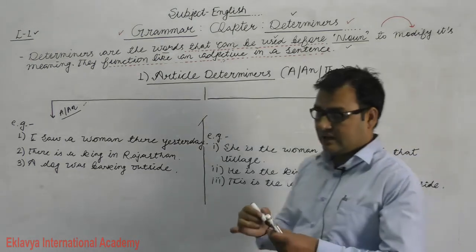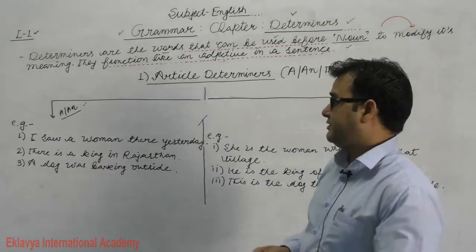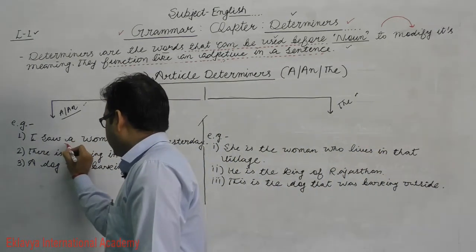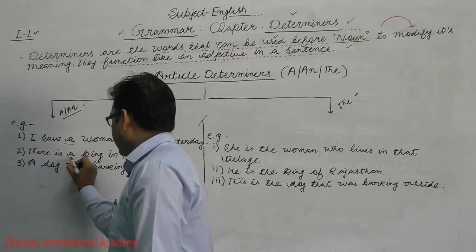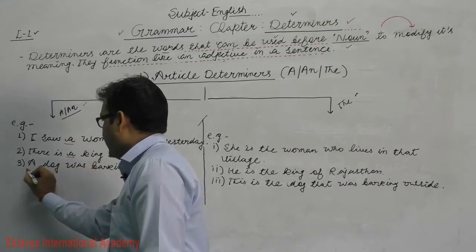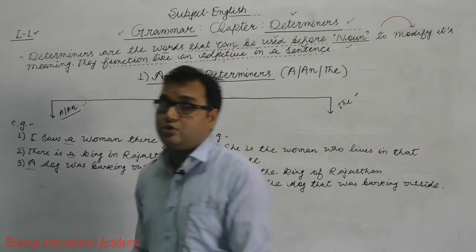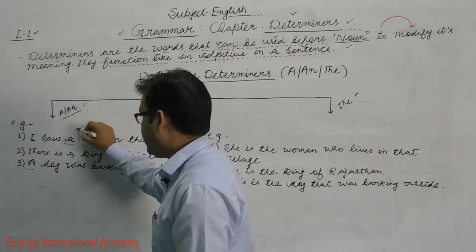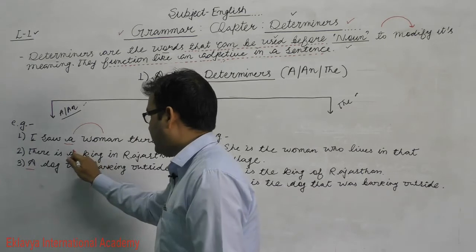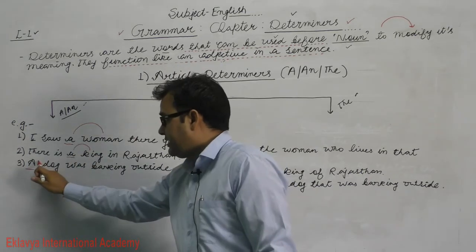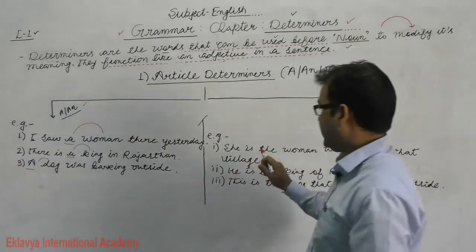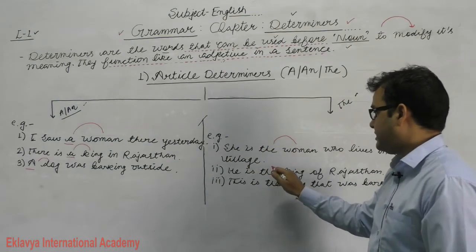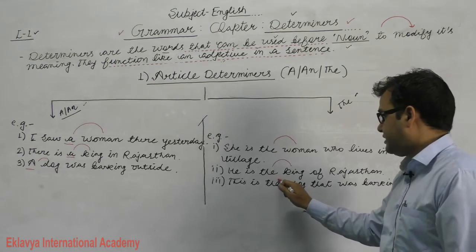Okay, students, let's take the example of indefinite and definite one. Here I have used a article, then again a, then again a. I told you that article a or an is used as per the sound, not as per the letter. A woman, a king, then a dog. Next is she is the woman. Next is the king. And the next is the dog.